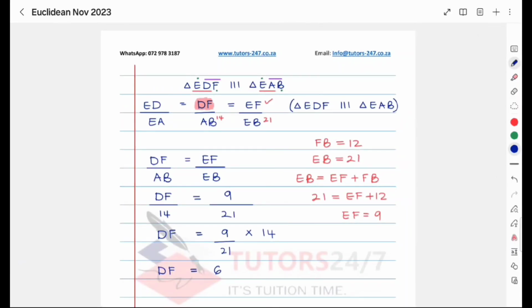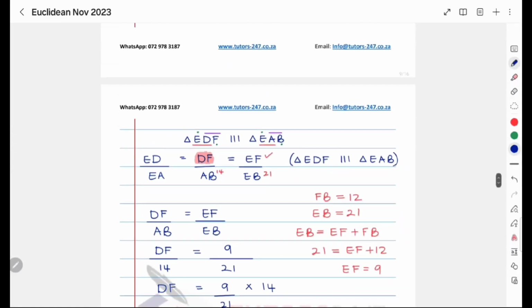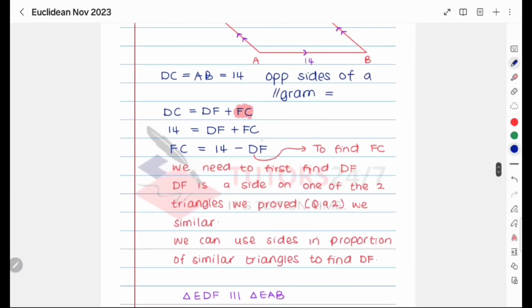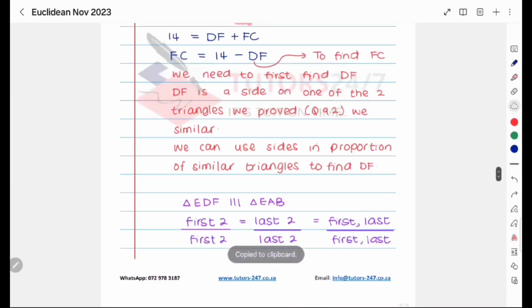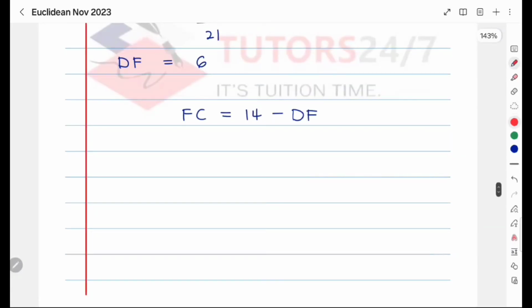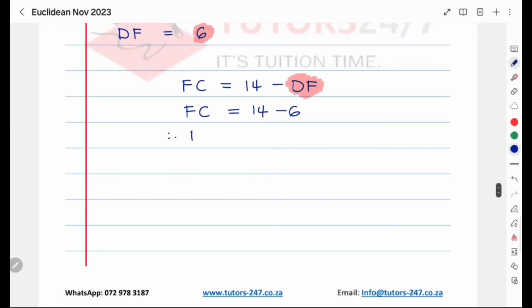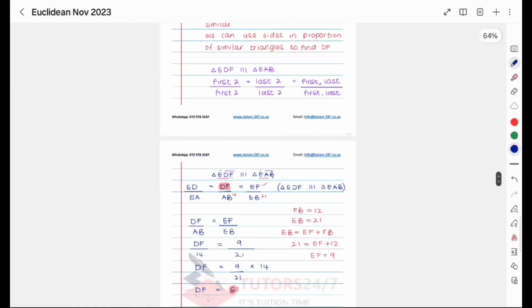Now that we have DF, we can substitute this value of DF into this original equation that we formed and then find FC. So let us just copy this equation. So we've just calculated DF as 6. From here, we are going to substitute, and we therefore have FC as equal to 8. And that is it.